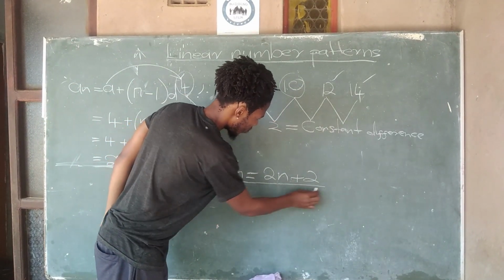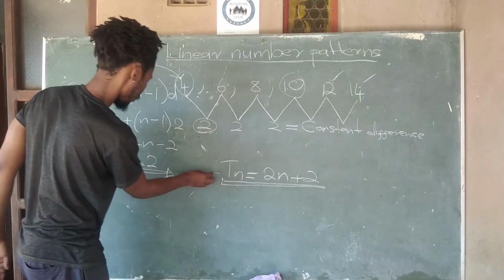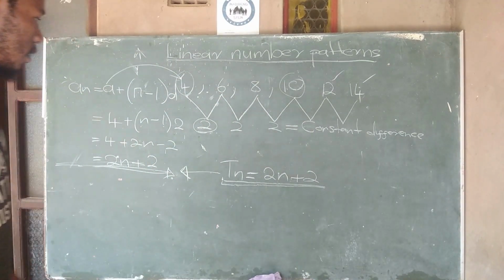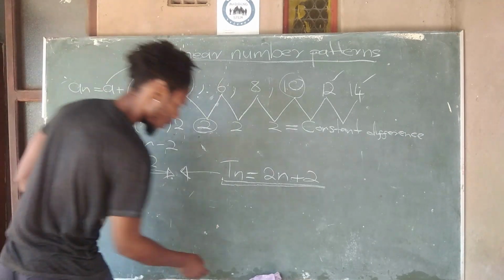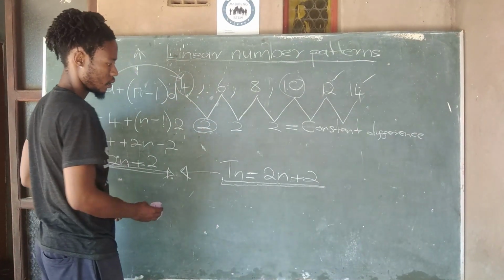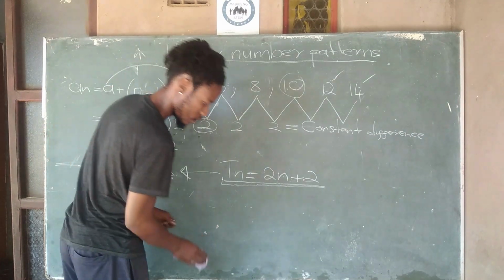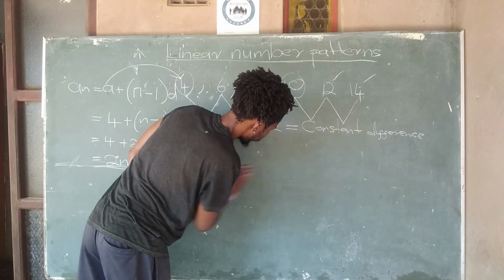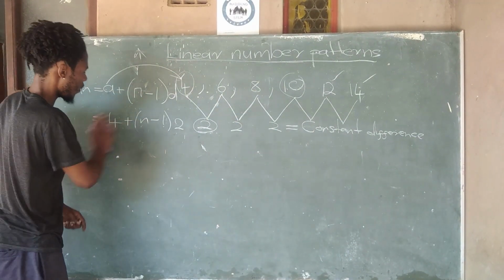Then you get the general term, like this one. You see, guys, easy, man, easy. You don't even have to claim this. Easy. So that's it, guys. This is how you find your general term when you deal with linear sequence.